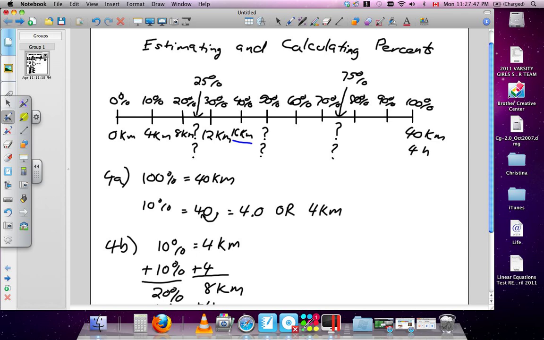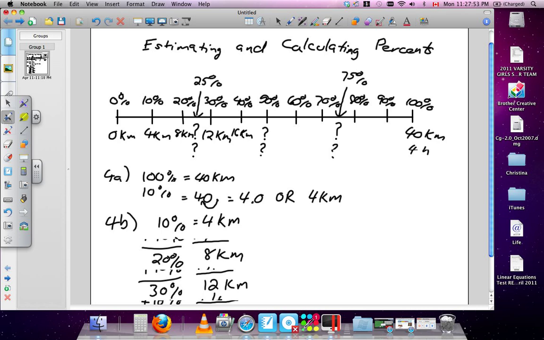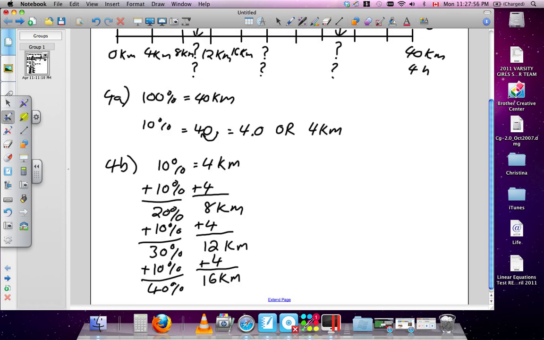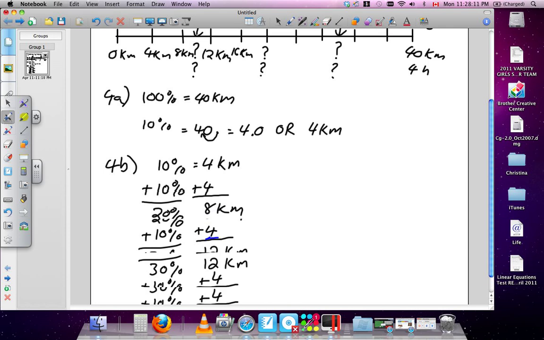So if we have 10% of something, and we can count by tens, okay? We know 10 plus 10 is 20, so I take what 10% is equal to, I take my 4, and add 4 again, I end up at 8. If I want to go from 20 to 30%, I add another 10%, which is 4 kilometers, and so on. So I can get all my tens that way. So I'm going to quickly fill out the chart above by doing that.